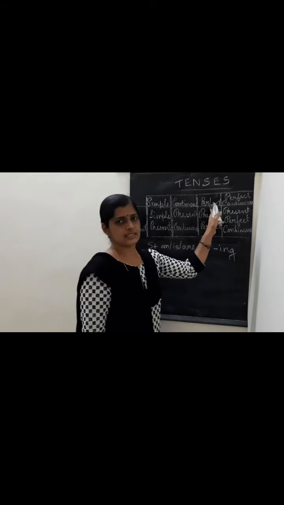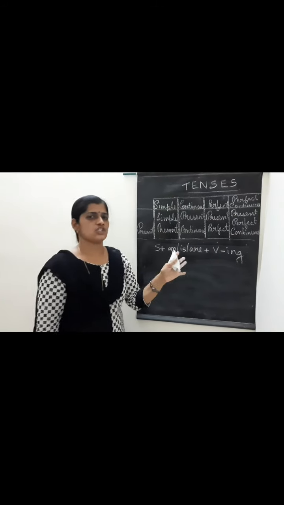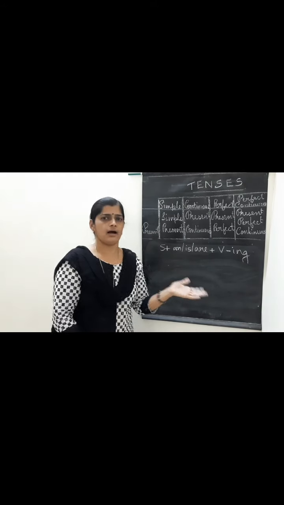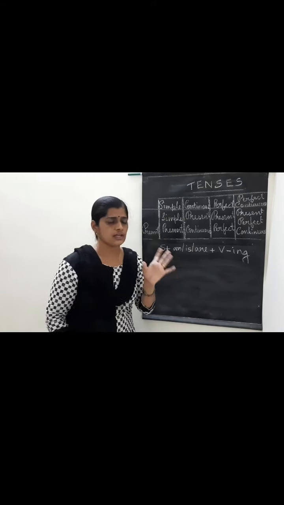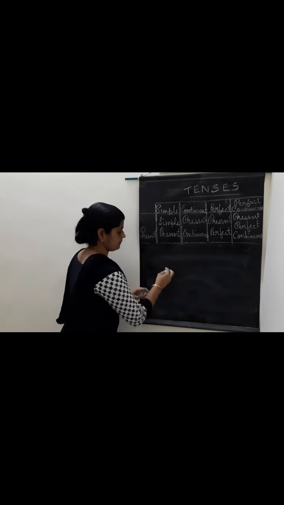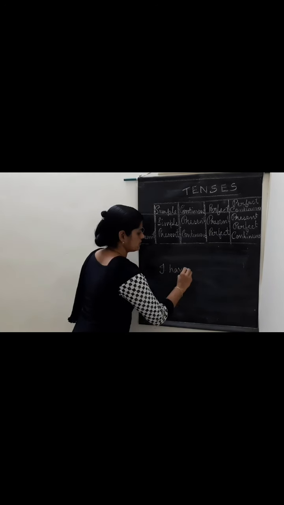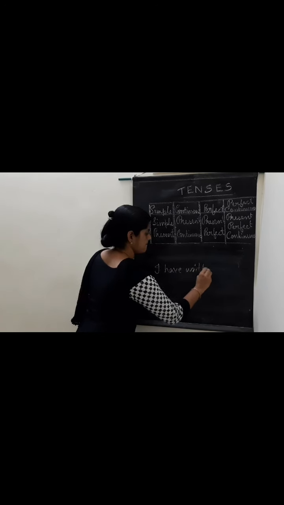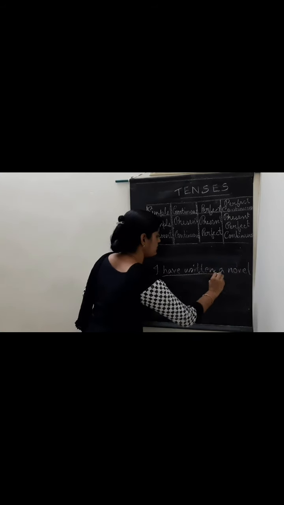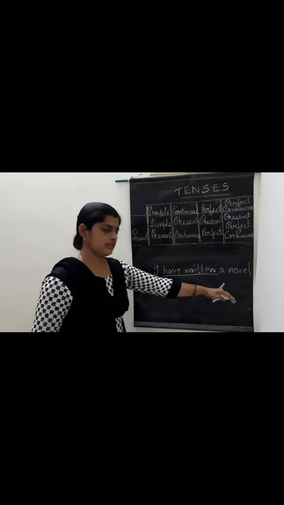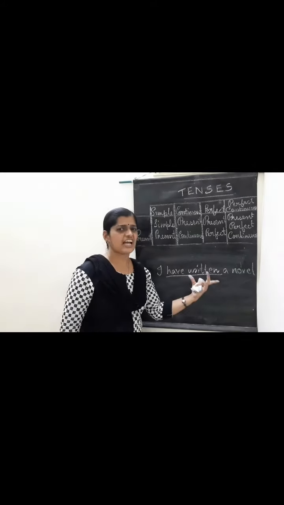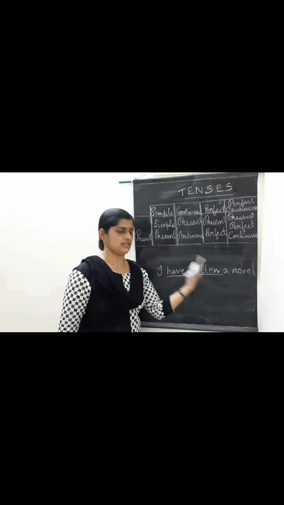Now we move on to present perfect. It is used to refer to an action that has happened just now, an action which has happened in the past, but when the time is not specifically mentioned. For example, I have written a novel. It is an action that happened in the past, but the specific time in the past is not mentioned. It happened somewhere in the past.